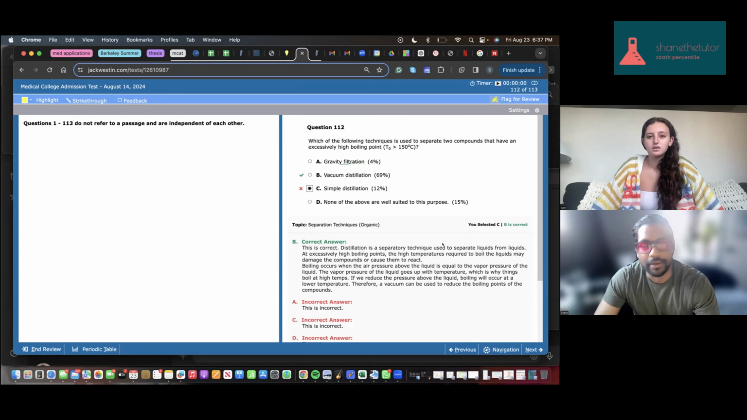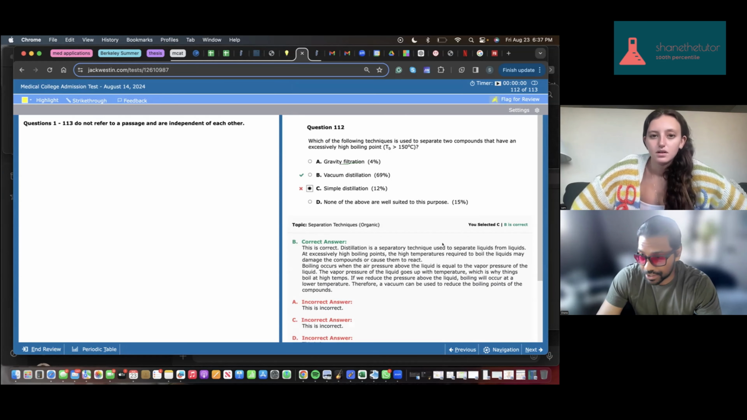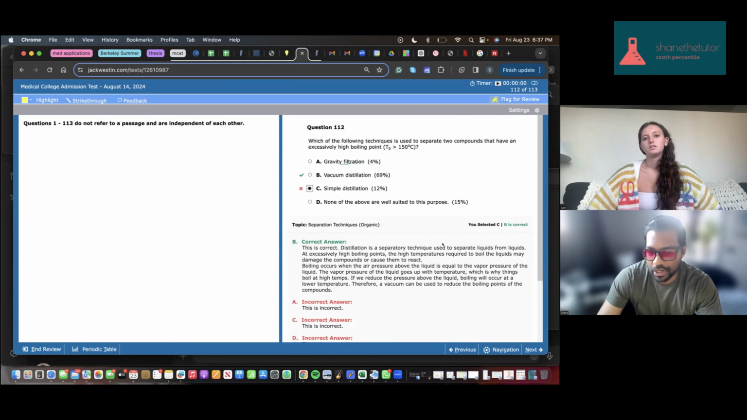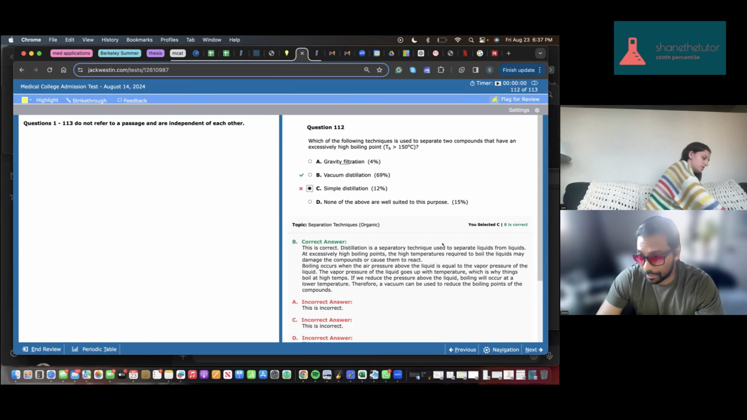Yes. Okay. Now, for distillation, what would be the property that you take advantage of to separate things by distillation? The opposite, like the lack of affinity. So, it'll be the boiling point.